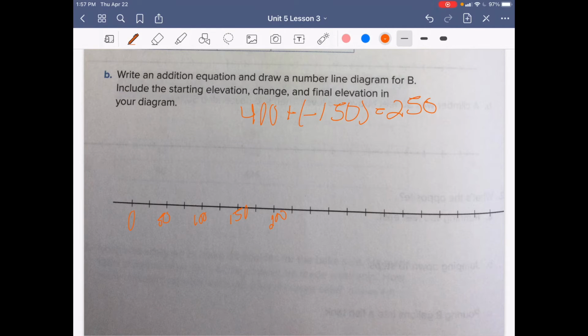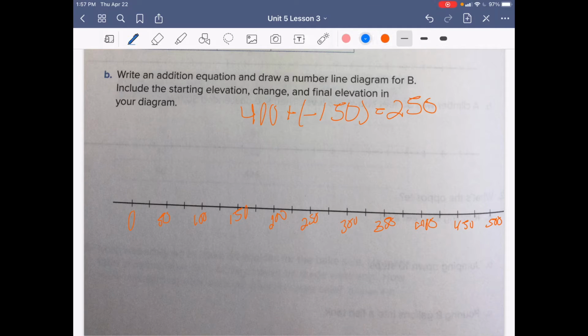200, 250, 300, 350, and 400. Might as well finish it off. 450, 500.